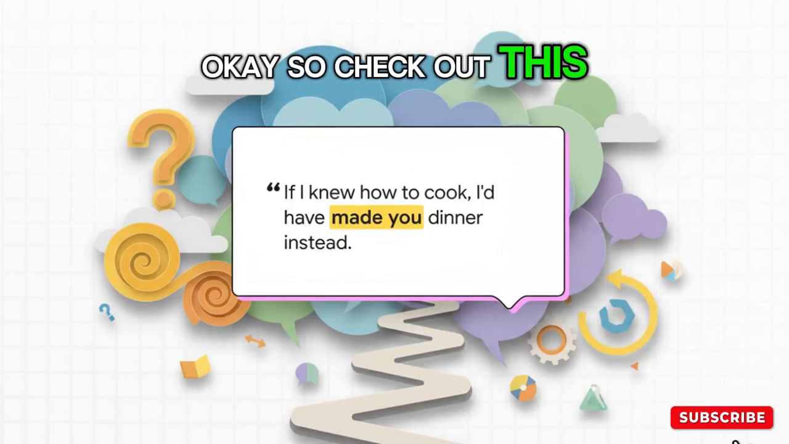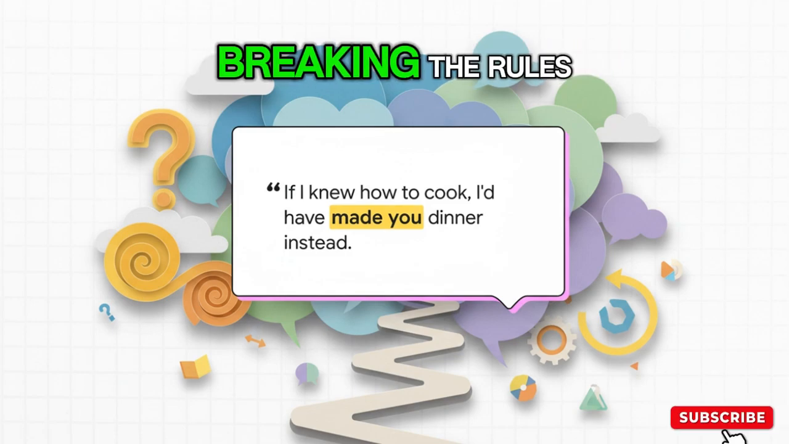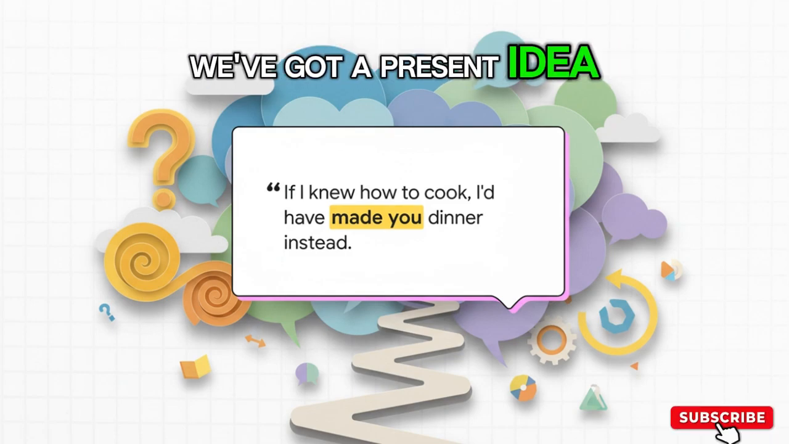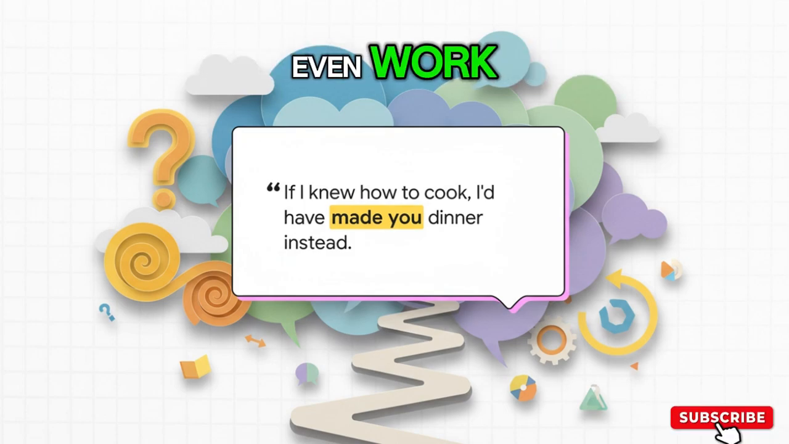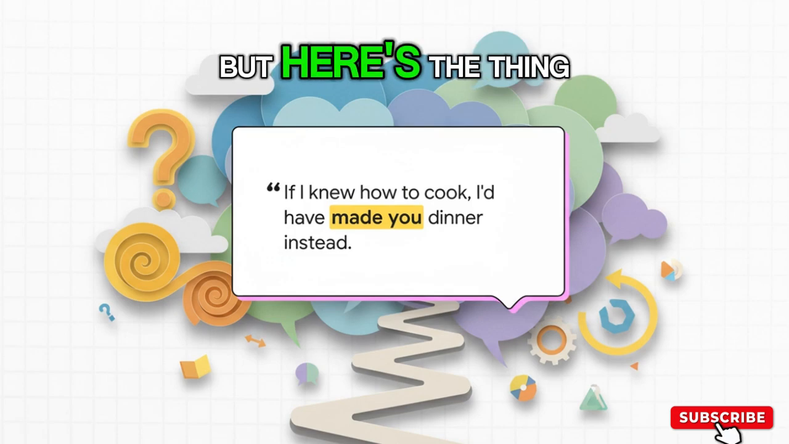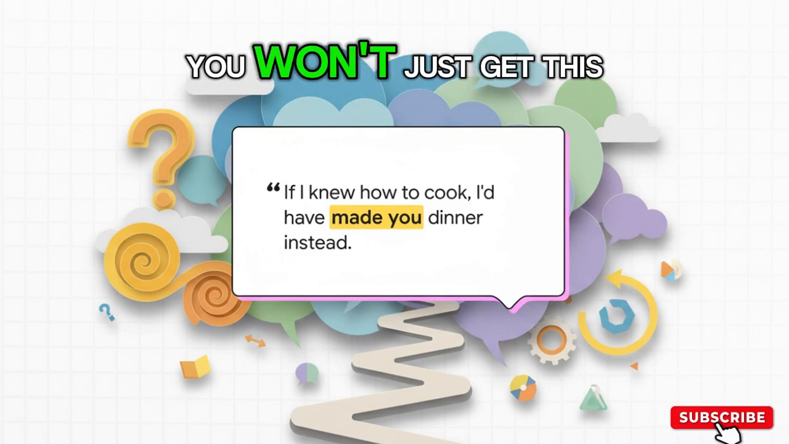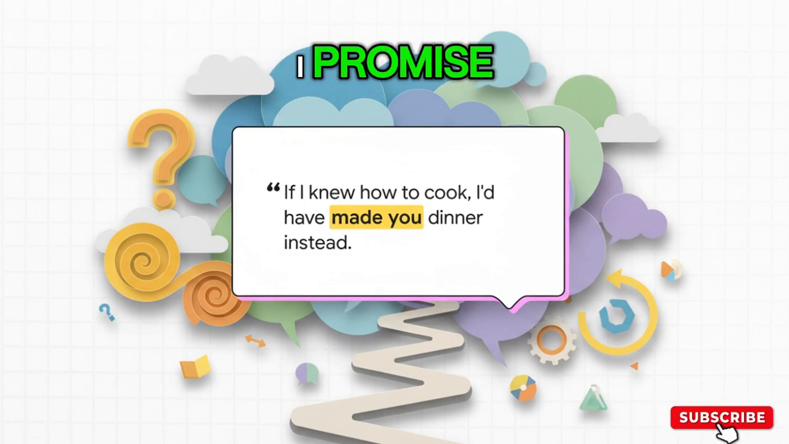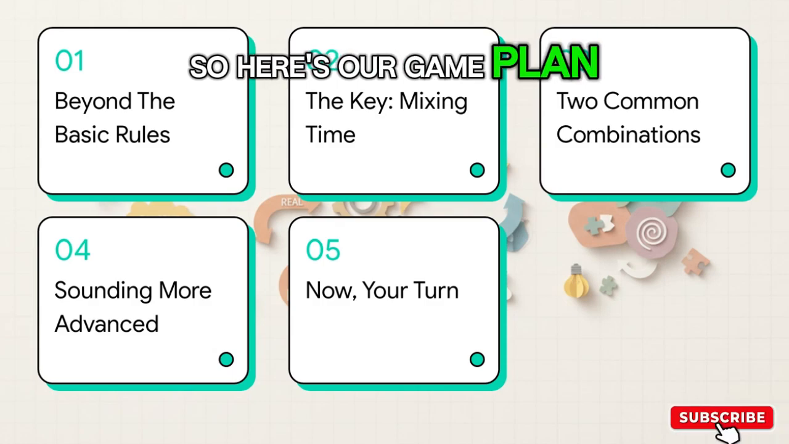Okay, so check out this sentence. At first glance, it looks like it's totally breaking the rules you probably learned in school, right? We've got a present idea mixed with a past result. I mean, how does that even work? But here's the thing. By the end of this little explainer, you won't just get this sentence. You'll be making cool, complex sentences just like it. I promise.